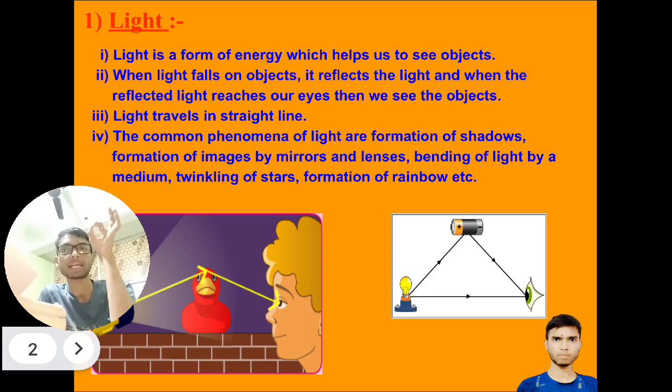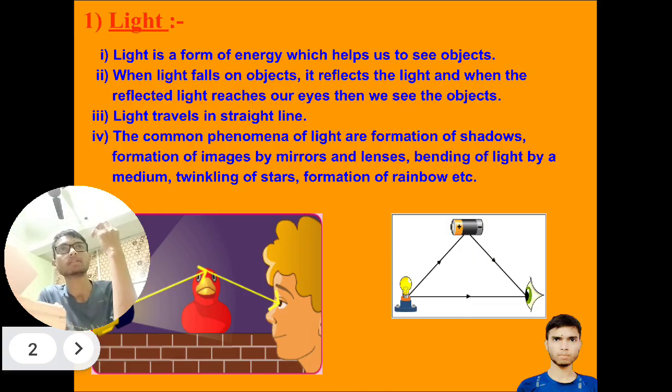So in some words we can say, to see any object we need light. Without light it is 100% impossible to see any kind of object. Second, when light falls on objects, it reflects, and when the reflected light reaches our eyes, then we see the object. This is the process. Second sentence is the process. How do we see?